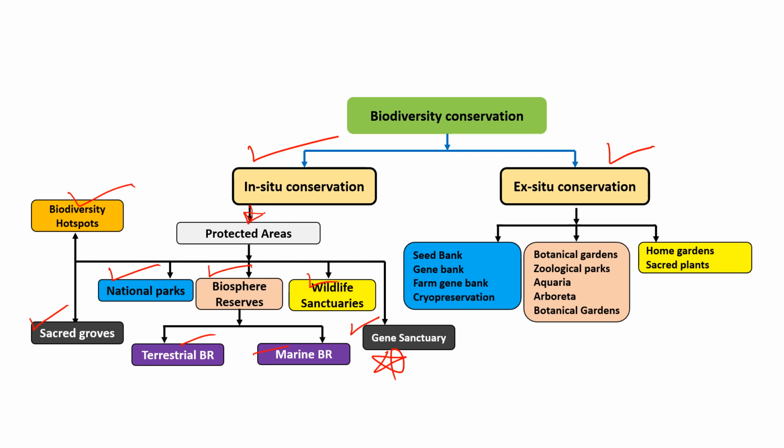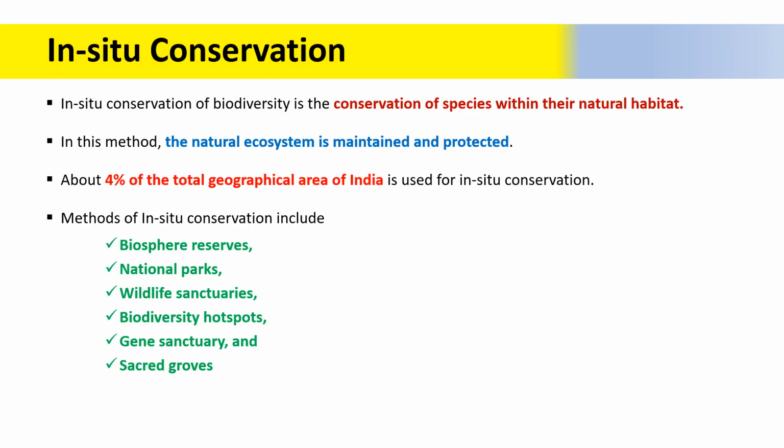Then ex situ conservation: ex situ means when we conserve a particular species out of its native place. The ex situ conservation is carried out through the seed bank, gene bank, farm gene bank, cryopreservation, botanical garden, zoological park, aquaria, arboretum, home garden, and secret plants. So keep in mind here: gene bank is ex situ conservation and gene sanctuary is an in situ conservation method of biodiversity. We will discuss all of them one by one.